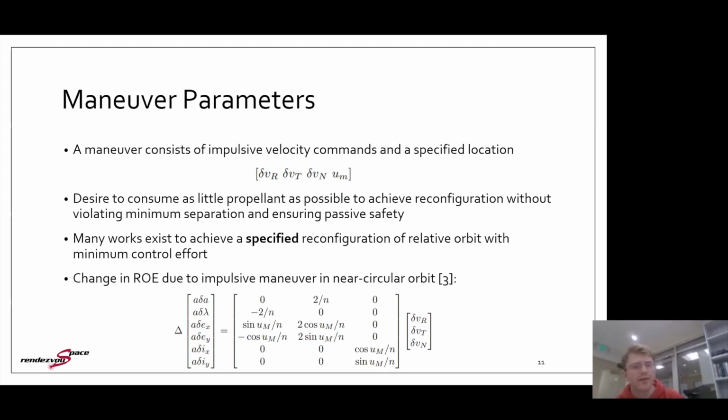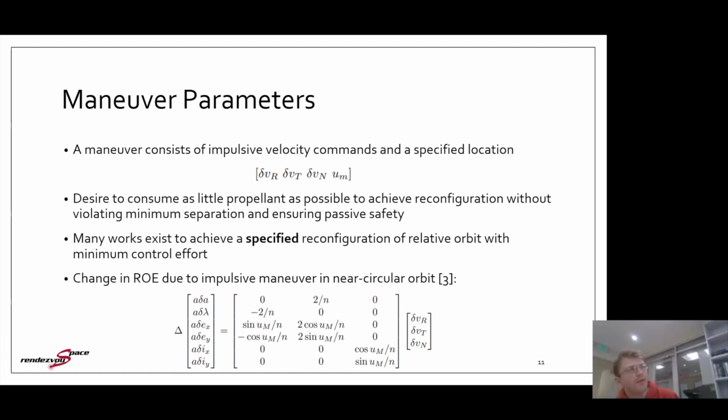In a spacecraft scenario, we want to minimize fuel that is being used in any situation because it is very difficult, if at all possible, to recharge spacecraft. So when we're generating a maneuver, we want to generally minimize the magnitudes of the RTN velocity impulse components. It has been addressed frequently in literature before to use impulsive velocity changes to achieve specific variations in orbit states or relative orbit states.